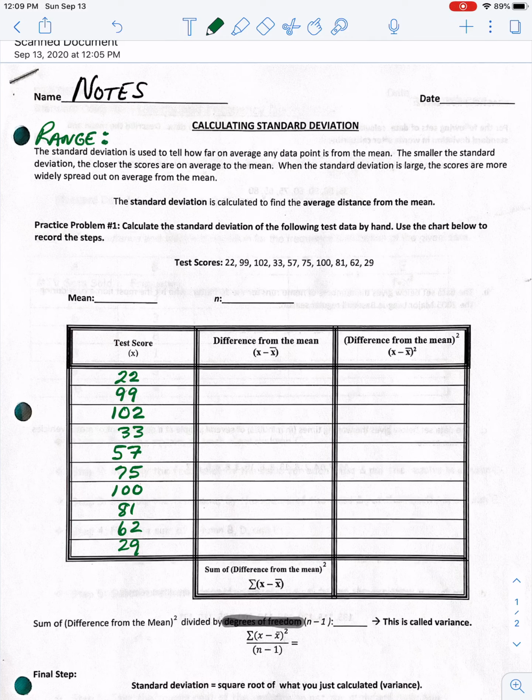Hello! In this video, we're going to talk about how to calculate something called the standard deviation. Standard deviation is a measure of spread.